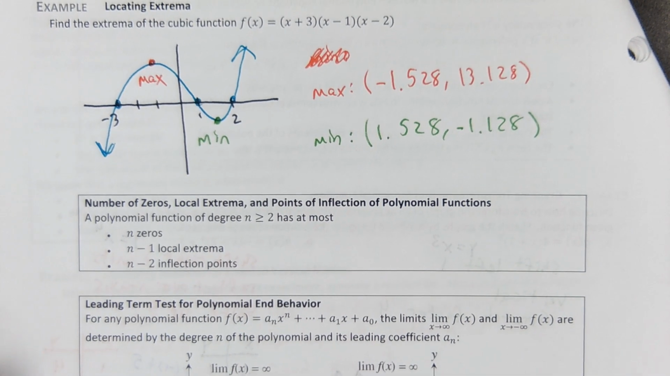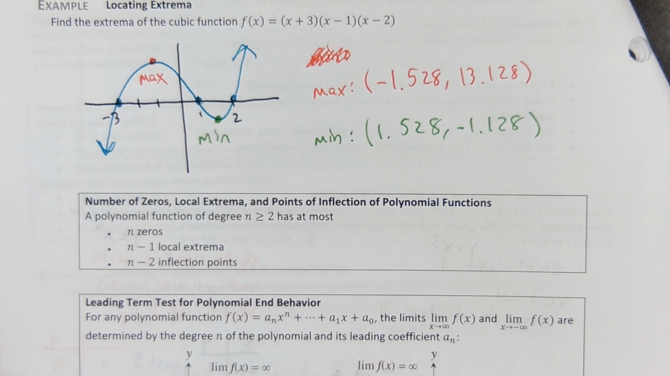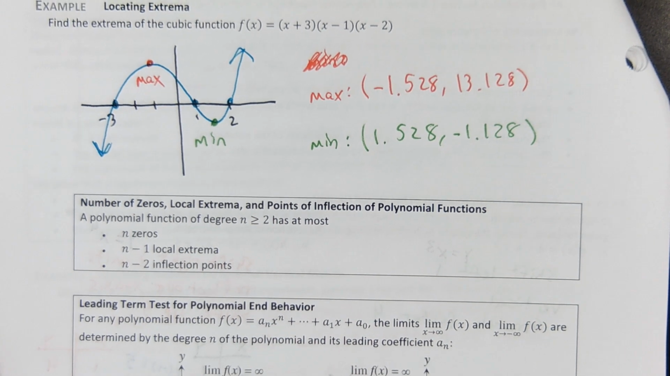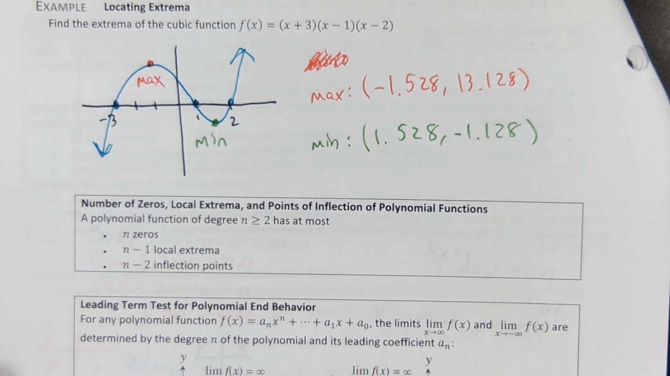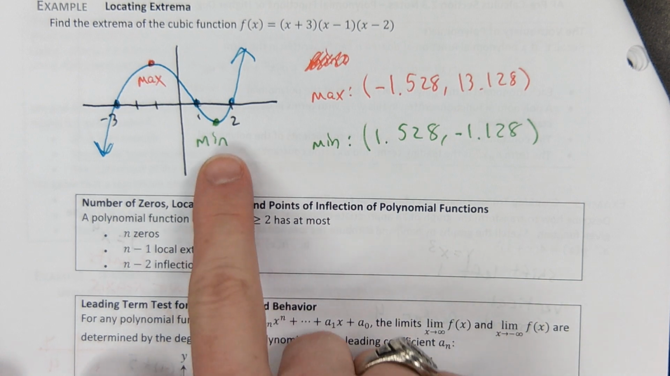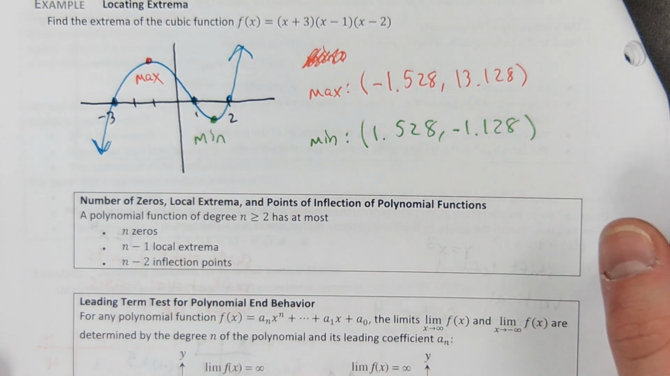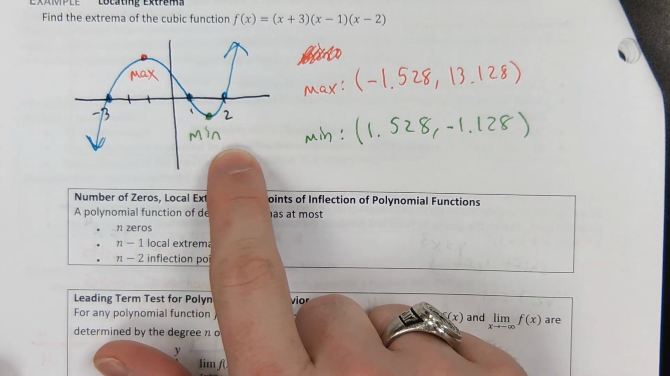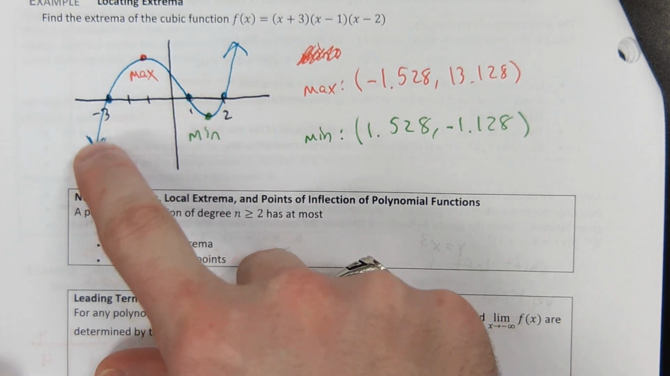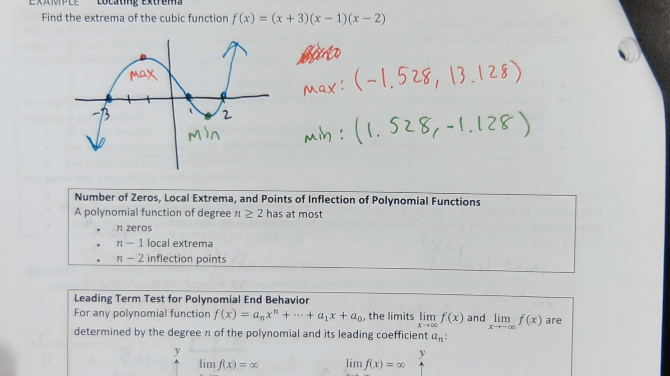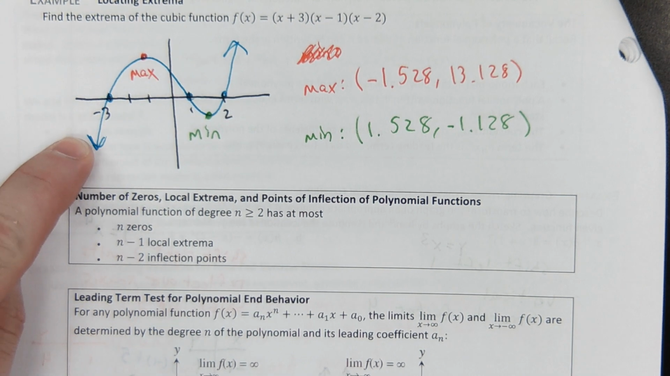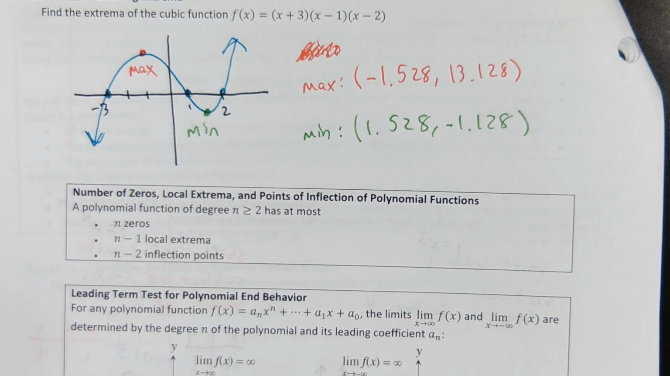How many times did this cubic hit the x-axis? 3. Was it guaranteed to hit it 3? No. I could have shifted it up, and I could have made it so that there was only 1. I could have shifted it up enough so that this bump was actually happening up here. But there's no way for me to make it have 0 answers. Every cubic will have at least 1, because one of the endings is always going to point down, and the other one's always going to point up.